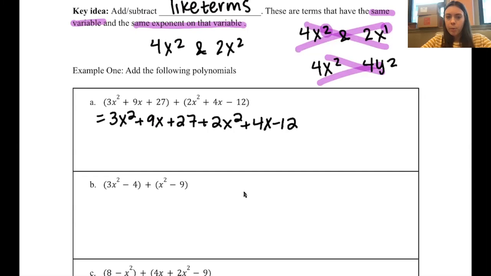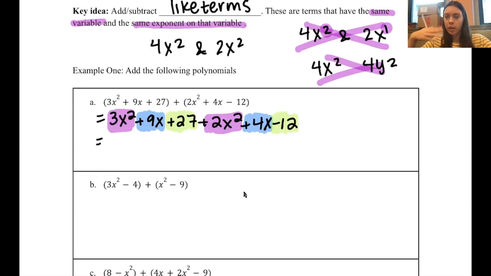And then I'm going to look for the like terms. So first we have this term 3x squared, and its like term is another term that would have an x squared. So I have 2x squared, and so that's its like term. Then I have 9x and 4x, so those are like terms because they both have x's. And then 27 and minus 12, those are both constants, so they don't have any x's at all, so they're like terms.